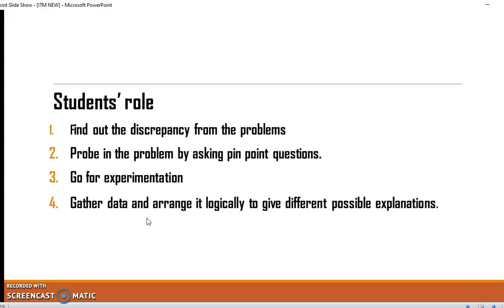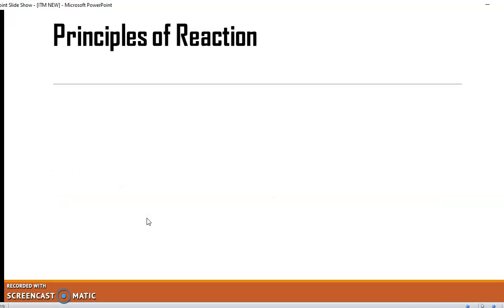So these were some of the roles the students need to play while they are undergoing the inquiry training process. In a way, these points that we have discussed talk about the role of a teacher and the role of a student in a classroom, and what the expectations from them are during an inquiry training process. Moving ahead, let us see the third aspect in association with this particular model, that is principles of reaction.